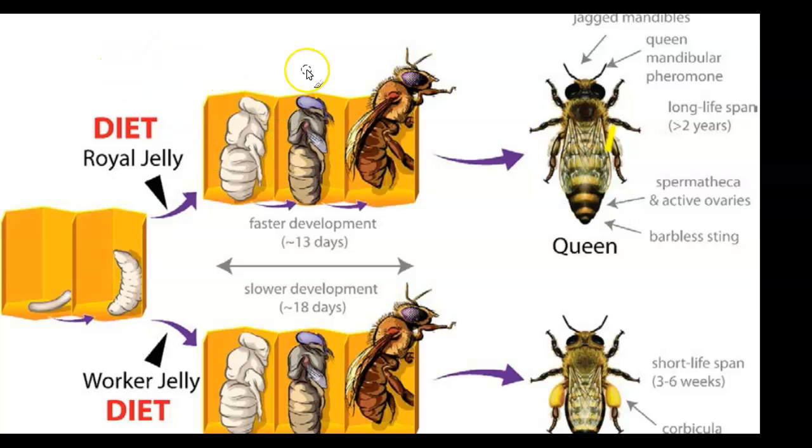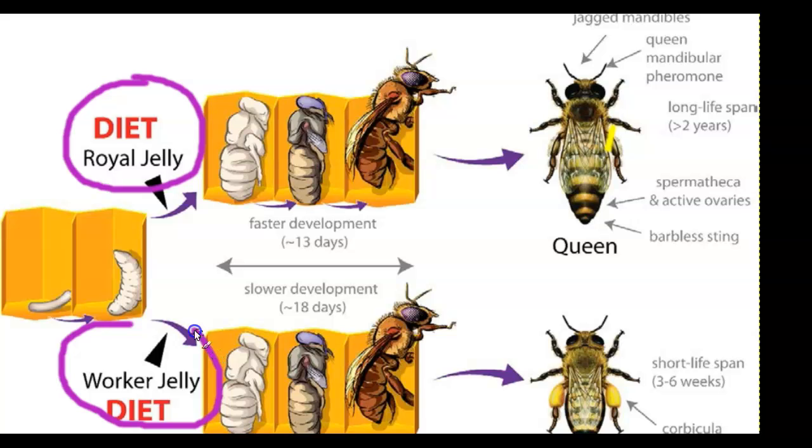So here they are, they're feeding this one. If this was royal jelly, then it will become a queen. Not royal jelly, if it is fed worker jelly, it becomes a worker. And these ones are with stingers. They can actually live about more than 2 years, but these are only going to live about 3 to 6 weeks. So just between here and here, what kind of food they get.